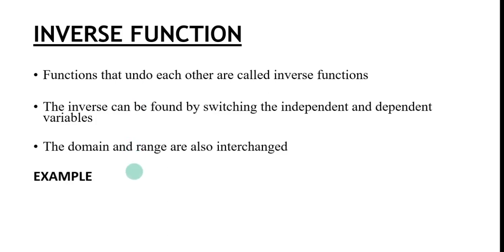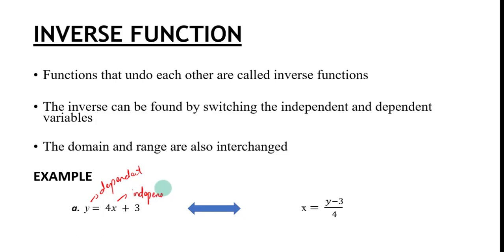Let's look at a couple of examples. In this first example, y equals 4x plus 3. Y is the dependent variable and x here is the independent variable. And when we find its inverse, we change the dependent and the independent variables. You can see that here. Same is true for the second example as well.